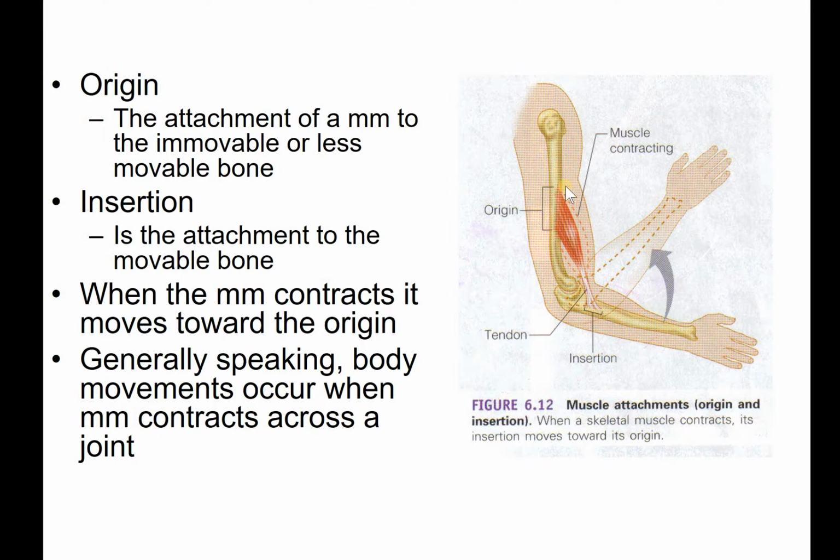In this example, this looks like the brachioradialis muscle. And when it contracts, in this example, it's going from this position toward origin. So this is the fixed part, okay, and this is the moving part. So this would be origin because this bone is not going to be moving. This is insertion because this is the bone that will be doing the moving.